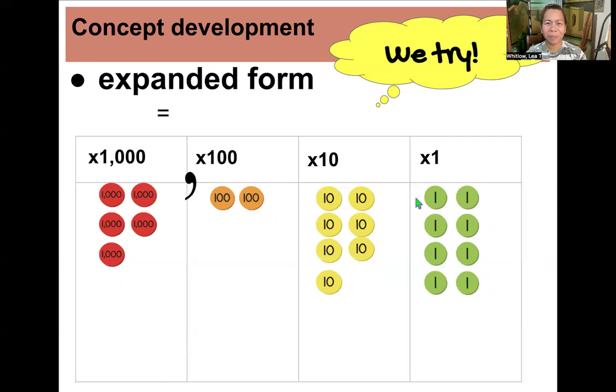Now, expanded form. Now we are going to try it together and then you're going to have your chance to try it by yourself. All right. Now, let's look at the pictorial model.